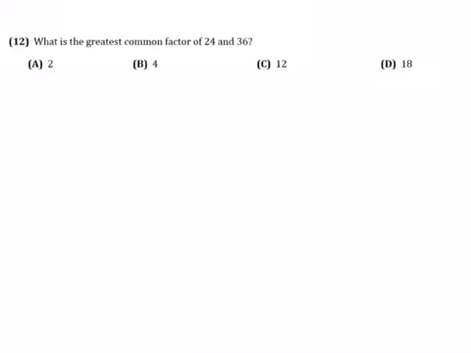Question number 12. What is the greatest common factor of 24 and 36? That means the largest number that divides evenly into 24 and 36. So I love using our factor ladder.